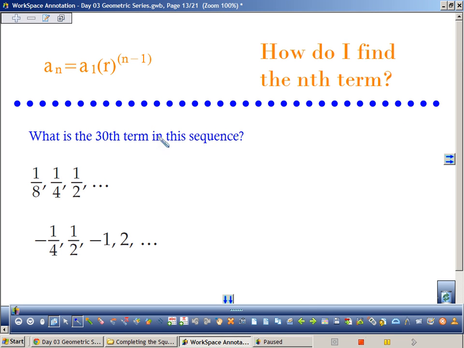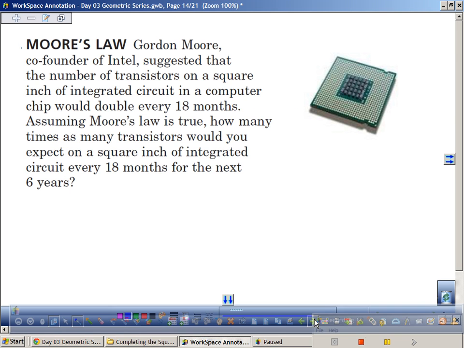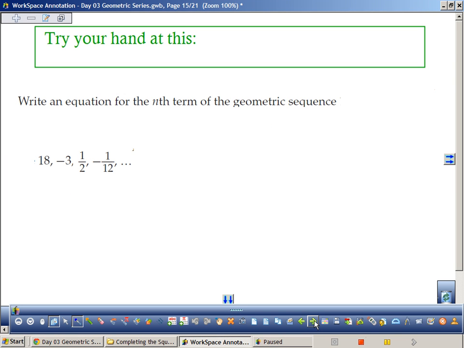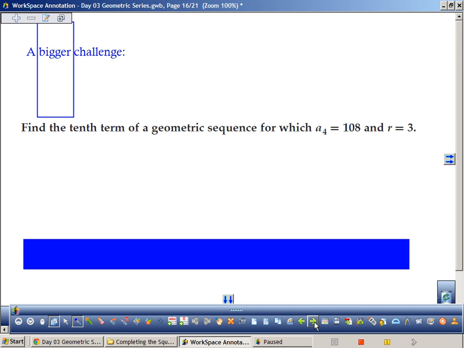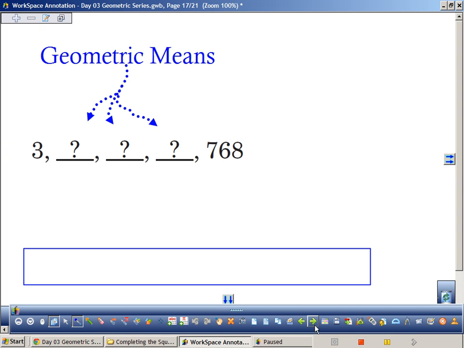How do I find the nth term? What is the 30th term in this sequence? So do that one for me, guys. All right, we're not going to get through this lesson, but look at where we're going. You write down the formula, plug whatever you've got in. It's the same thing as arithmetic sequence, only it's geometric sequence. We're just using the geometric today. Can you plug it in? One formula.